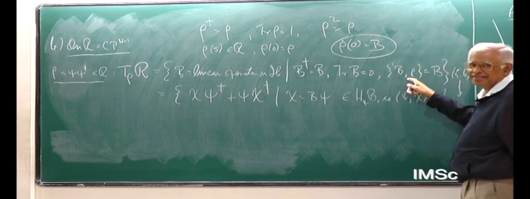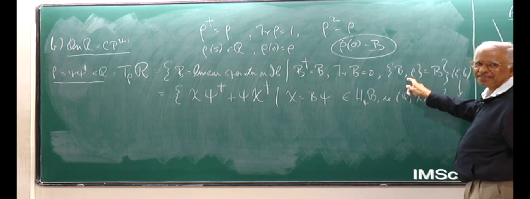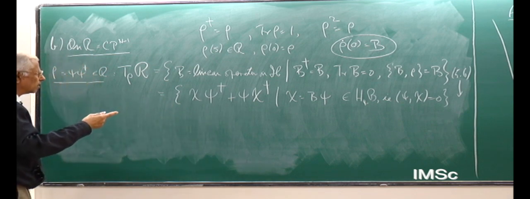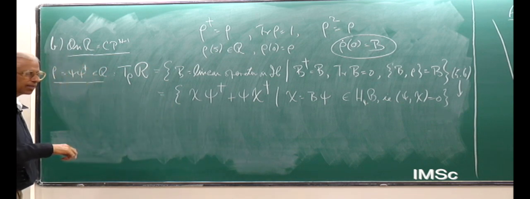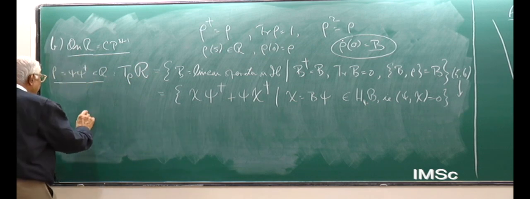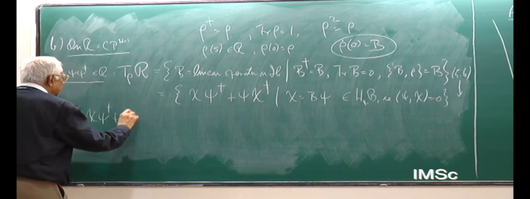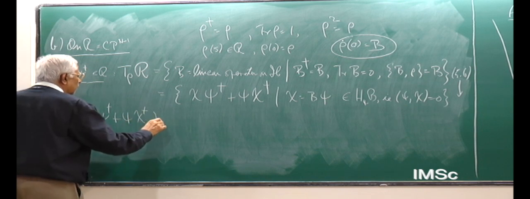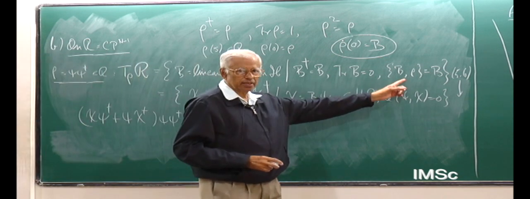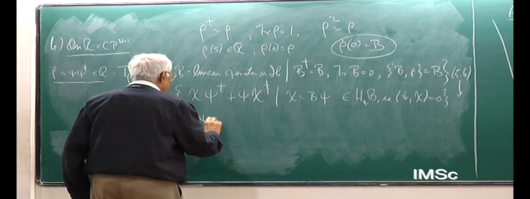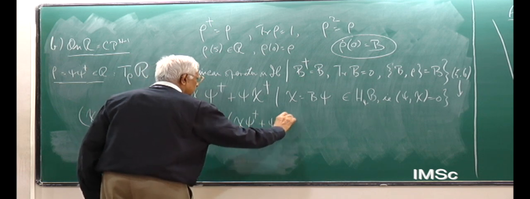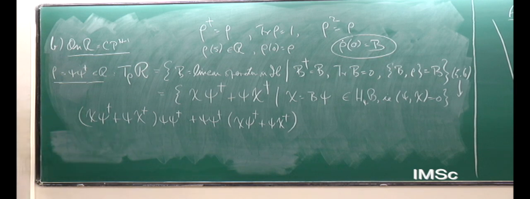What about this one? It's very, very interesting. We want to calculate the anticommutator of B with rho. Now, I say that B is equal to this. So let us calculate chi psi adjoint plus psi chi adjoint, times rho, which is psi psi adjoint. This is the first term in this anticommutator. Plus, what is the next term? Right? This is the anticommutator of B with rho.